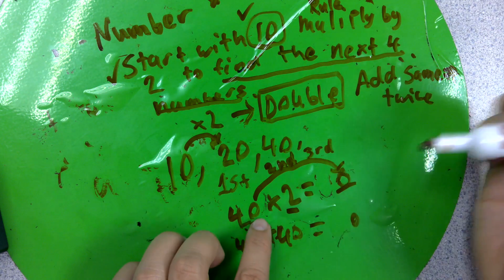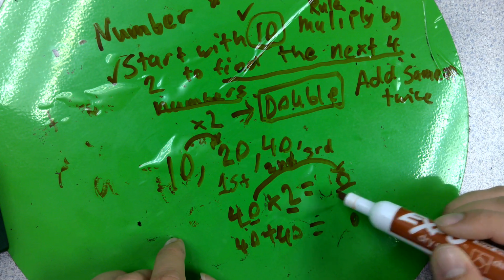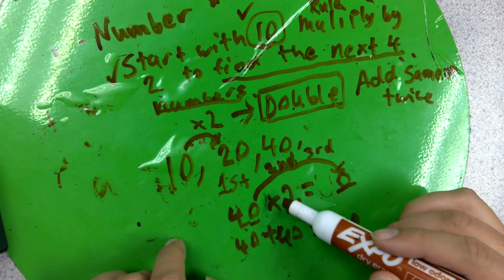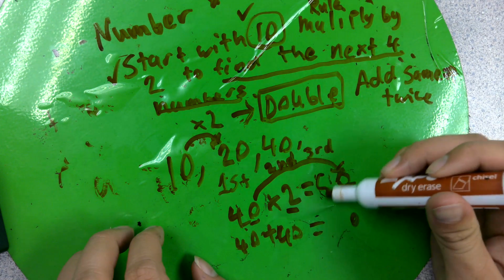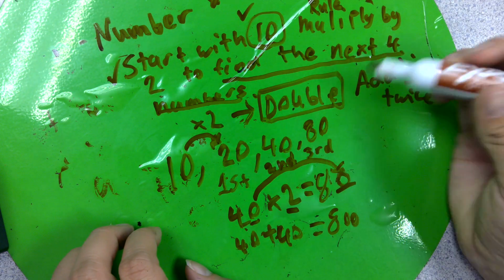So once again, I can just take that 0, since it's a 10, and place it in the ones place, and think 4 times 2. I know 4 times 2 is 8. Or 40 plus 40 is 80, so that's going to be my third number.